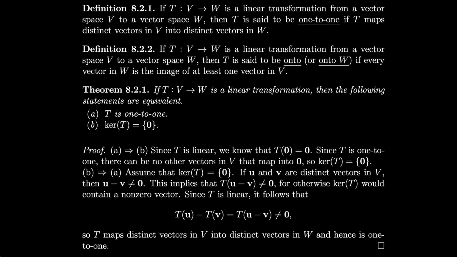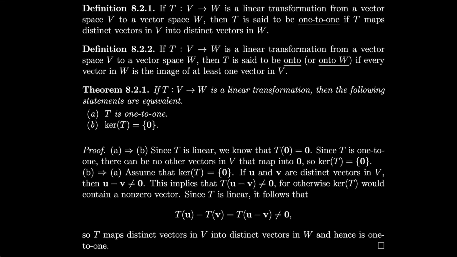Alright, let's prove that B implies A. So let's assume that the kernel of T is equal to 0. If U and V are distinct vectors in V, then U minus V must not be equal to 0, right? Because U is not equal to V. So that means that the transformation T applied to U minus V must also not be equal to 0, because otherwise the kernel would have a non-zero vector in it.